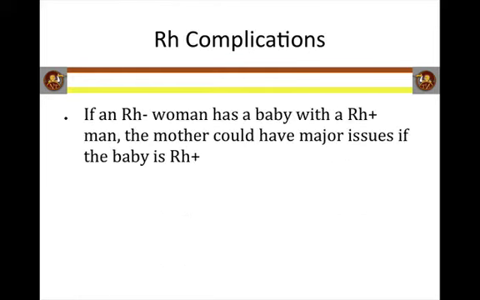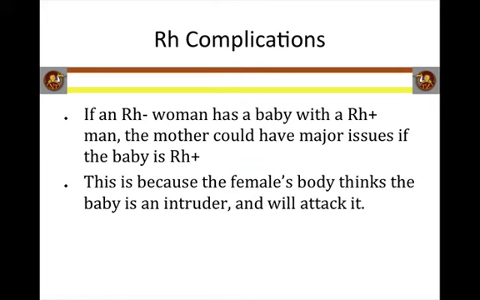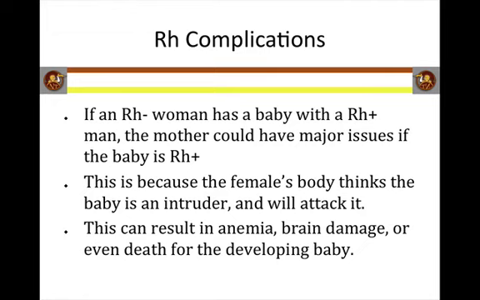For example, if an Rh negative woman has a baby with an Rh positive man, the mother could have major issues if the baby is Rh positive. This is because the female's body will think the baby is an intruder and will attack it. Because the positive and negatives do not match, it will not identify the baby as an okay thing to have in the woman's body. Since the woman's body will be attacking the growing baby, this can result in anemia, brain damage, or even death for the growing baby. So knowledge of Rh factor is a very important thing.